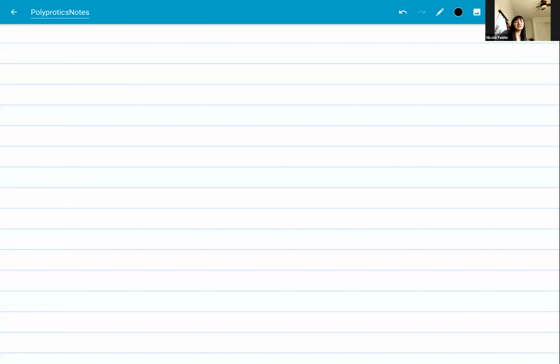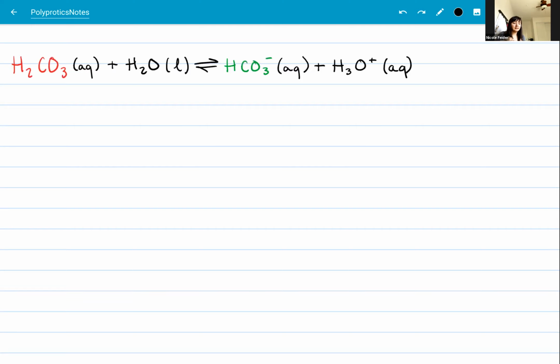With the exception of sulfuric acid, or H2SO4, polyprotic acids will be weak acids. So as each proton leaves, it will be harder for the next proton to leave as well. For example, say I have carbonic acid, and the first proton leaving looks like this, where carbonic acid and water form bicarbonate and hydronium. Because this is the first proton leaving, we're going to call its equilibrium constant Ka1, and this has a value of 4.3 times 10 to the minus 7.